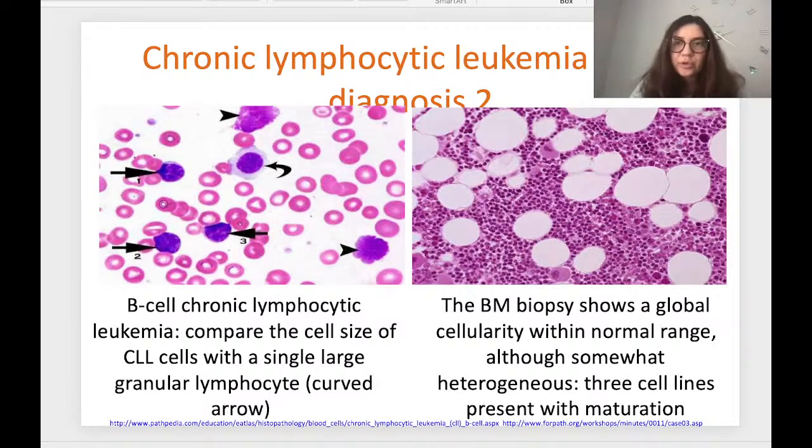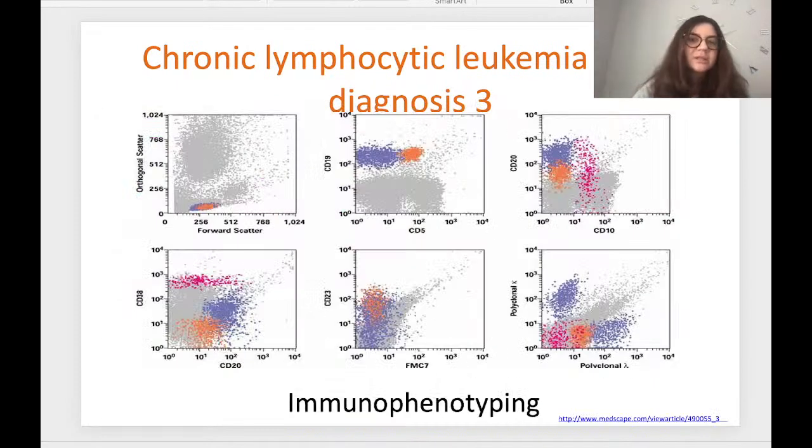Here you see a microscopic picture. The first picture is B-cell chronic lymphocytic leukemia, and here you can compare the cell size of chronic lymphocytic leukemia cells with a single large granular lymphocyte. They are marked by an arrow. The second picture is a bone marrow biopsy, which shows global cellularity within the normal range, although somewhat heterogeneous. Three cell lines are present with maturation. And these are typical pictures for chronic lymphocytic leukemia, what we can see on immunophenotyping.